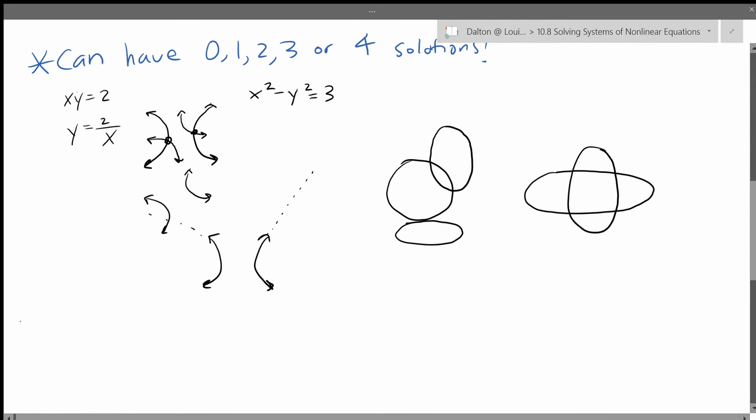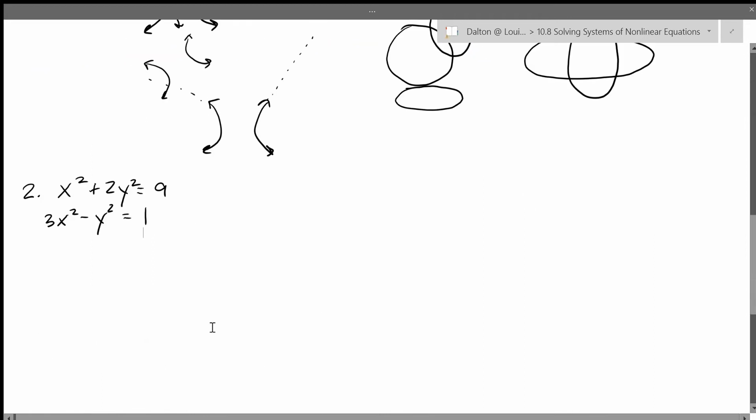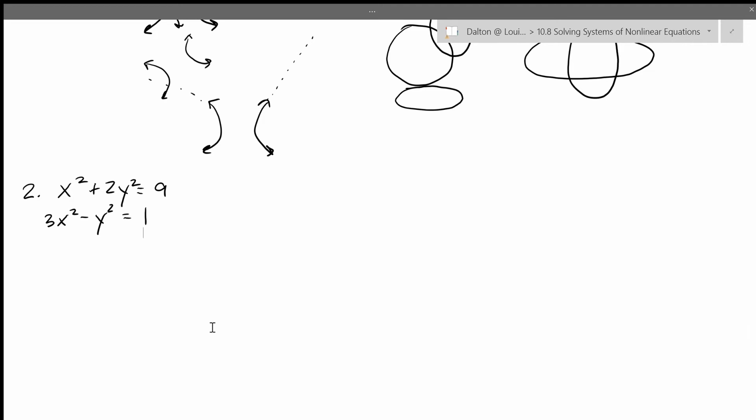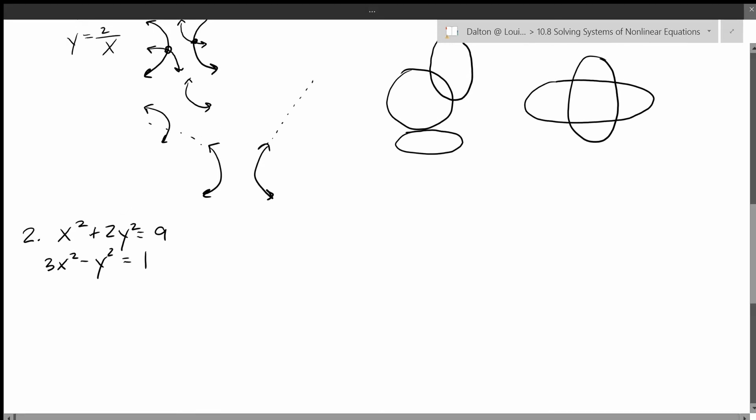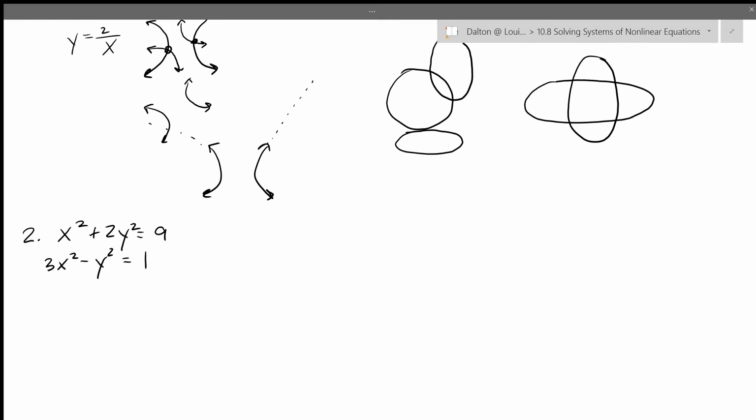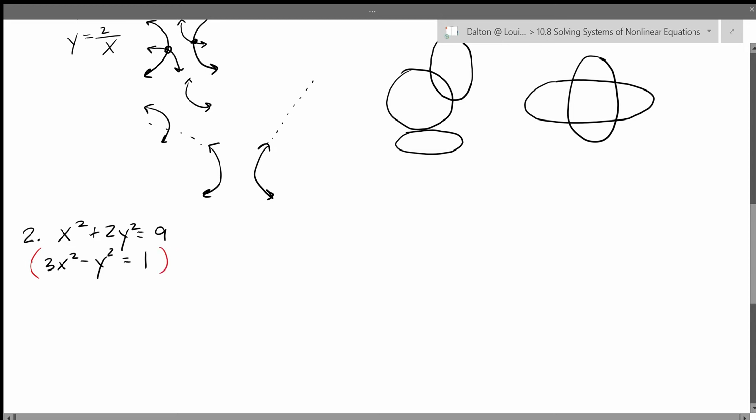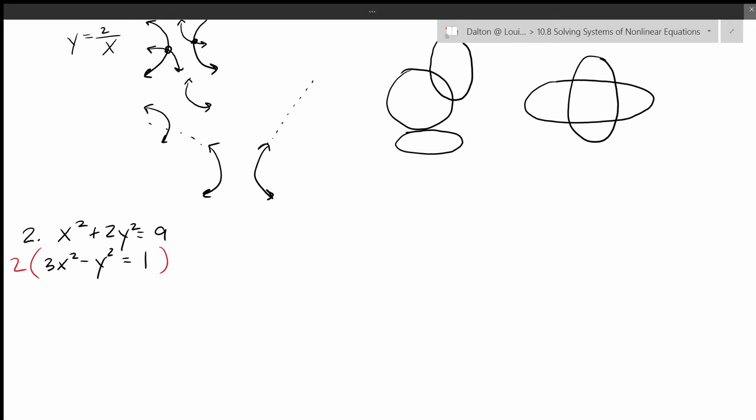I've got one more algebraic example for you though. We're going to solve x squared plus 2y squared equals 9, and 3x squared minus y squared is equal to 1. So this is an example where we can go ahead and use elimination because I have x squareds and y squareds. You can either multiply your top equation by -3, or you can multiply your bottom equation by 2, which is what I'm going to choose to do.